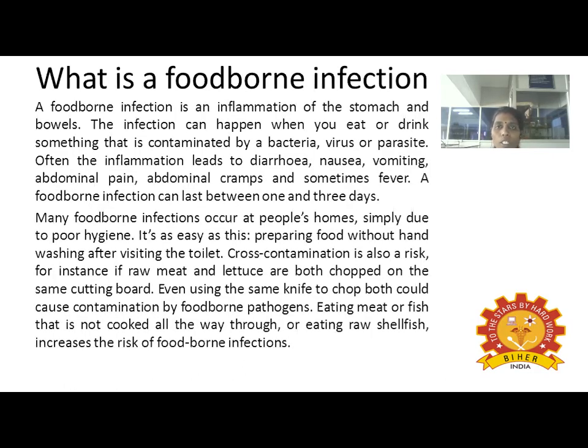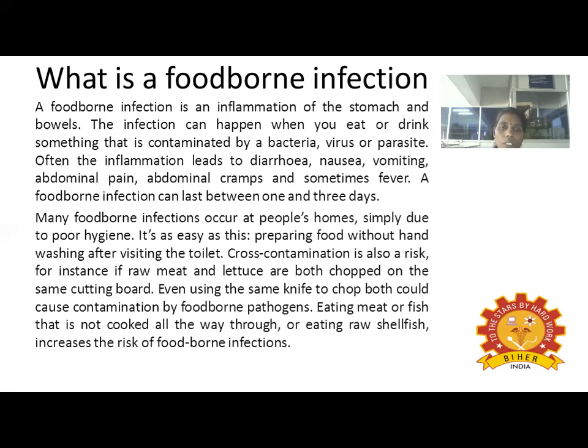What is a foodborne infection? A foodborne infection is an inflammation of the stomach and bowels. The infection can happen when you eat or drink something that is contaminated by microorganisms, that is, any bacteria, virus, or parasites. The inflammation often leads to diarrhea, nausea, vomiting, abdominal pain, abdominal cramps, and sometimes fever. A foodborne infection can last between 1 and 3 days.